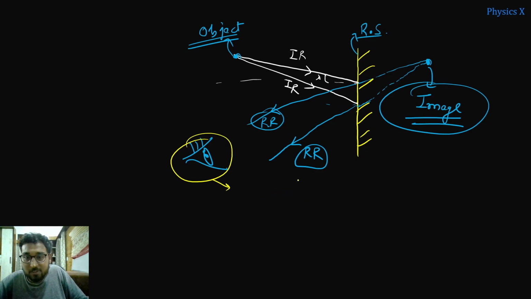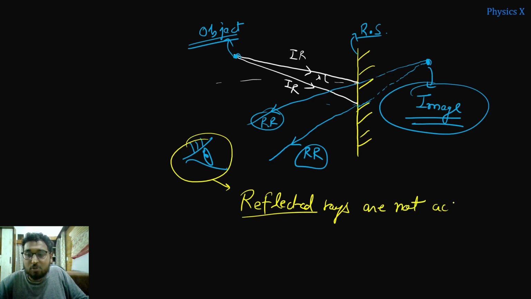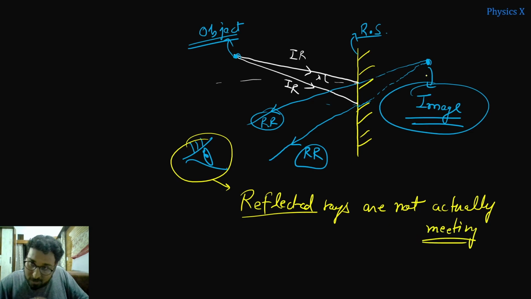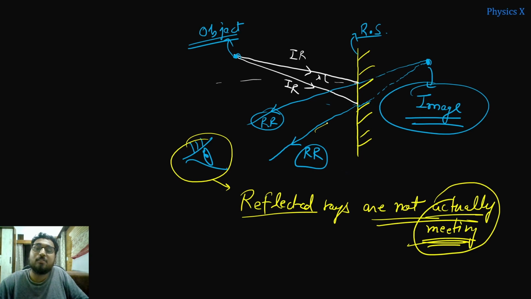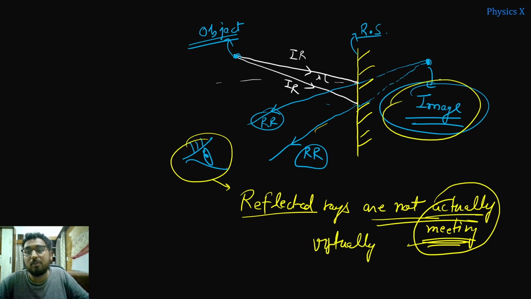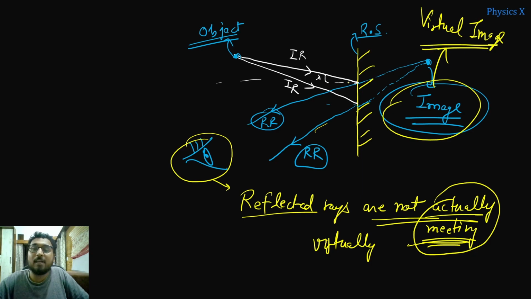What this eye is observing is that the reflected rays are not actually meeting. For your eye the image is formed, we can see the image, but they are not actually meeting. Since these reflected rays are not actually meeting, that means this is a virtual meeting. These rays are virtually meeting, and that is why this kind of image we call a virtual image. This is a virtual image because what is happening? These reflected rays appear to come from this point.